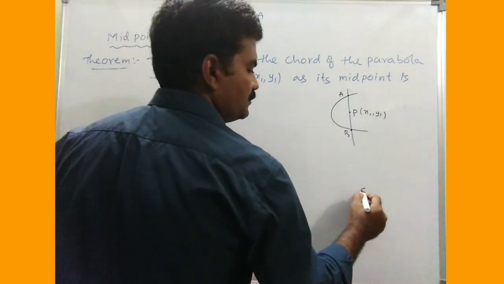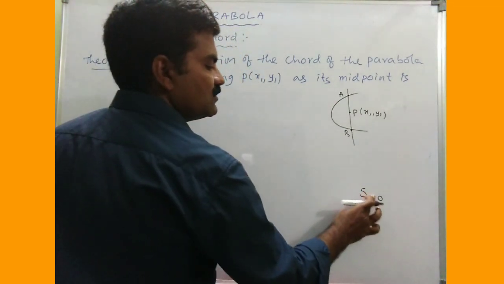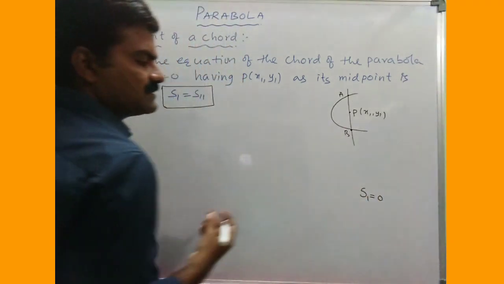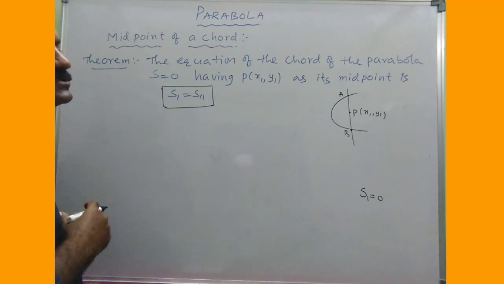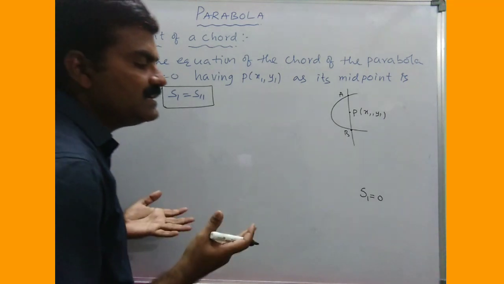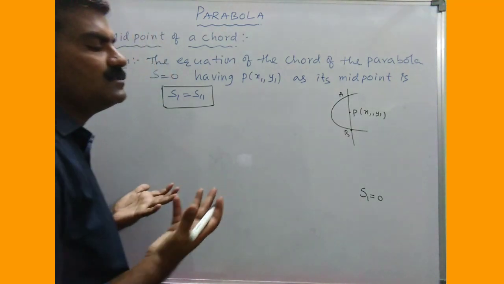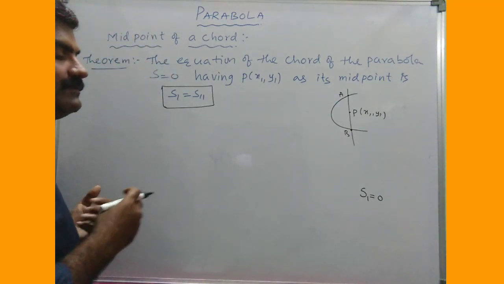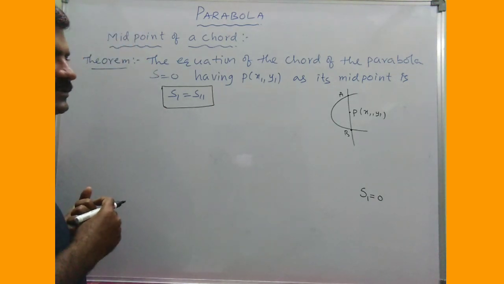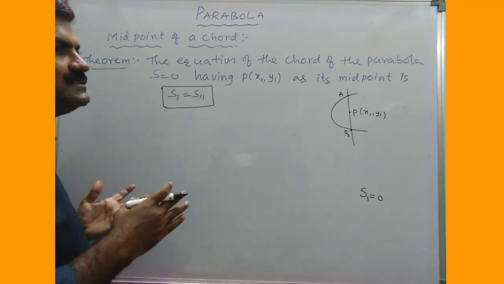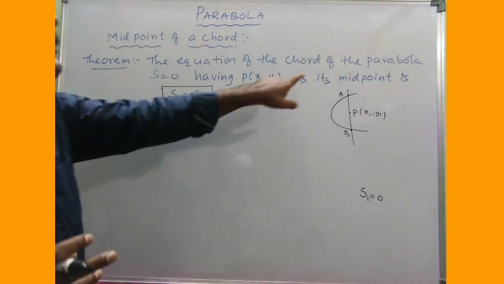See, this is the beauty of this mathematics, my dear. Especially S1 equals 0 is the formula for many cases. Condition number 1, equation of tangent is S1 equals 0. Equation of secant is also S1 equals 0. Equation of chord is also S1 equals 0. Even equation of chord of contact is also S1 equals 0. Right? But in these cases, P is any point. But coming to this case, P is a midpoint.